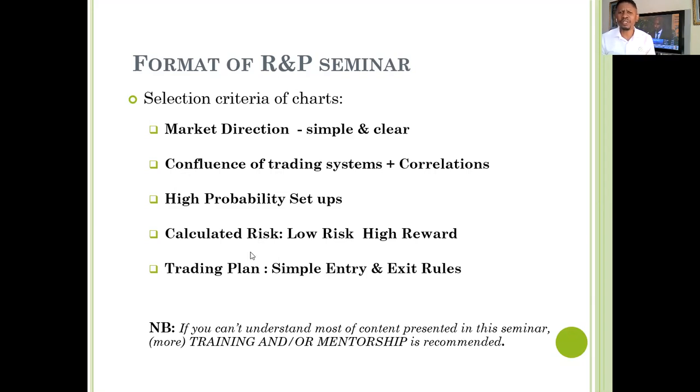We also use a combination of trading systems together with correlation so that we can get good high probability setups. Our risk is usually low and we're trying to go for a kill. So if the reward is greater, we go for the greater reward. The trading plan is also kept simple, with simple entries and simple exit rules. If any of these becomes much more complex or difficult for you, you must know that you need some basic or intermediate training to understand what happens.